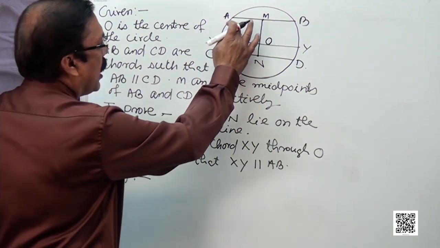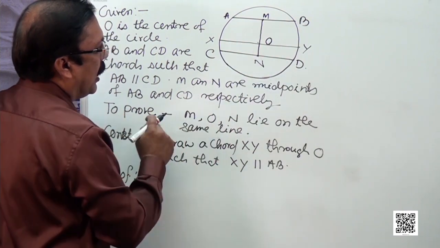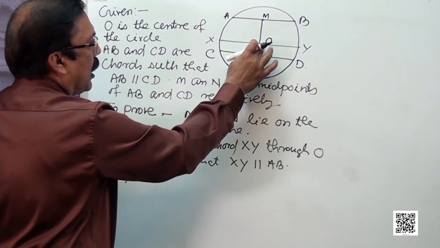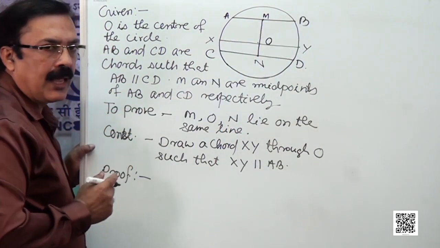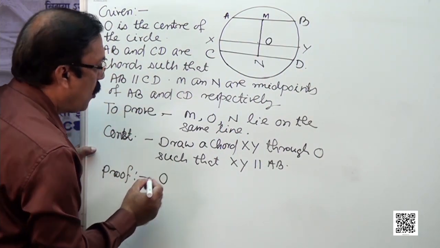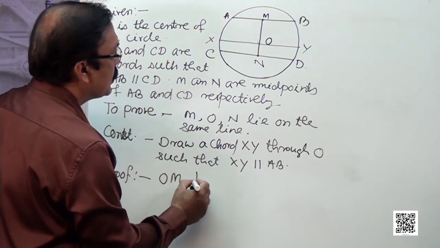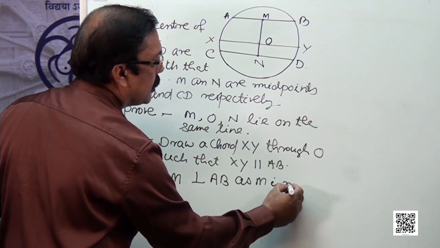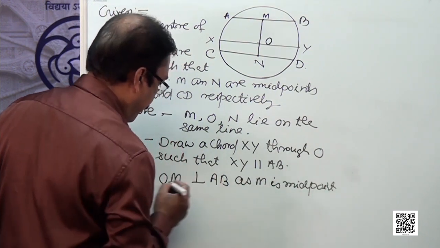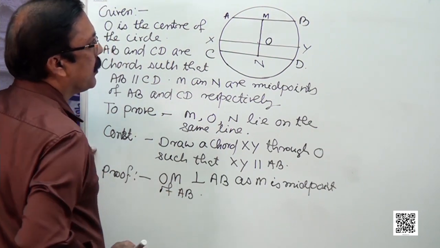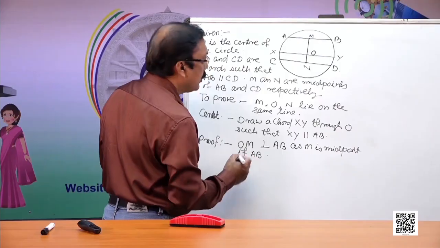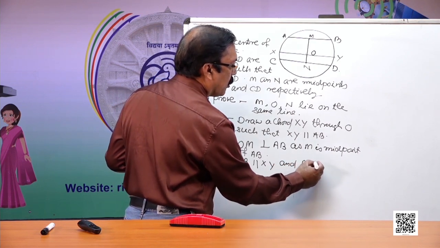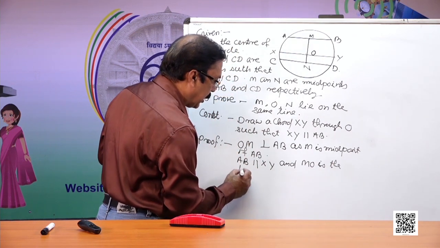Now, as you know that AB and XY are parallel and OM is the line joining the midpoint of the chord AB and the center, OM is perpendicular to AB. So we can write OM is perpendicular to AB as M is midpoint of AB. Again, AB is parallel to XY and MO is the transversal.